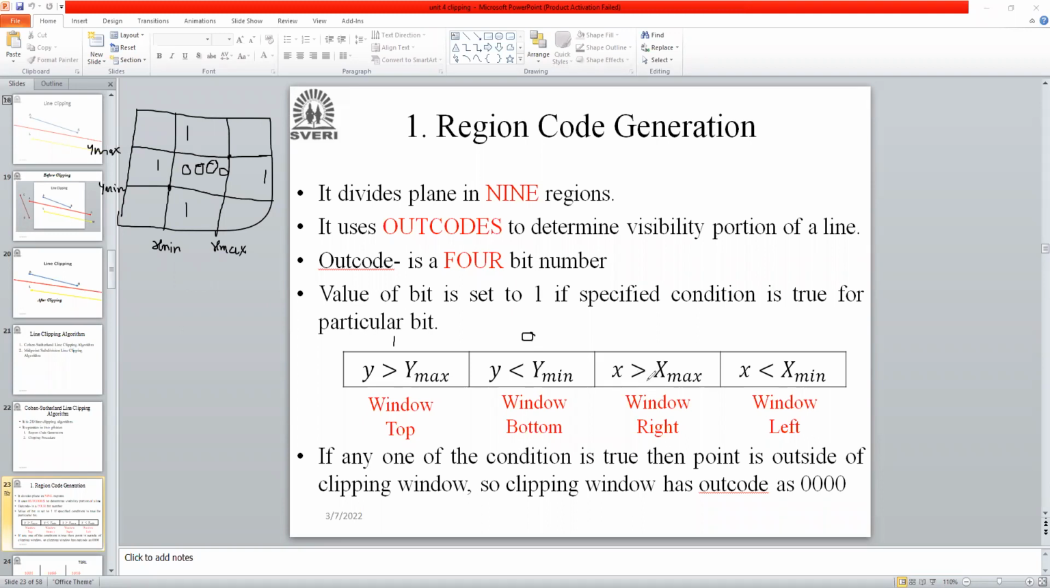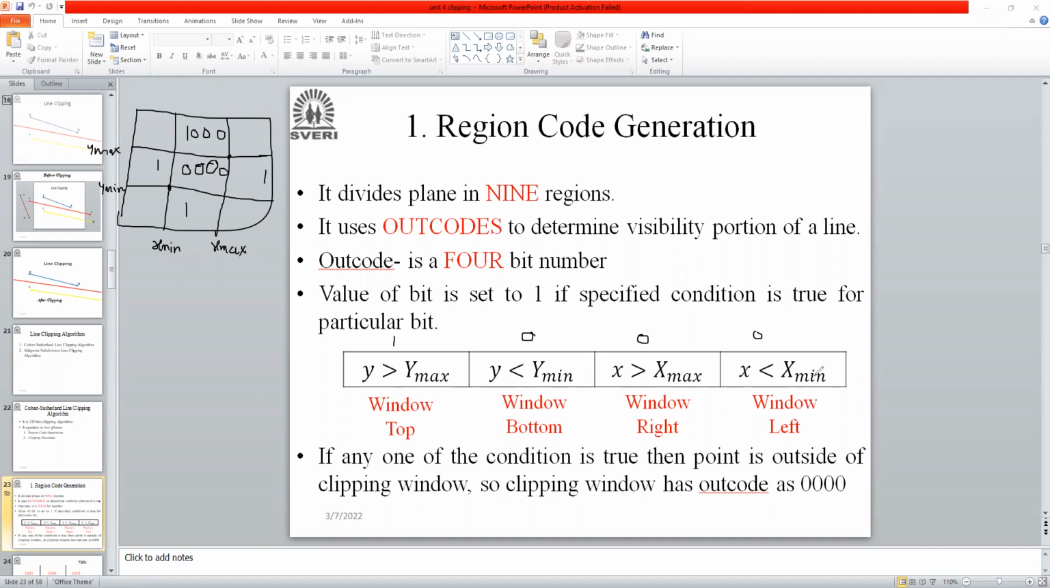Then what about x value? So in this particular region, the x value lies in between x min and x max. Right? All the x values in this region, if I consider this particular point, this point is having x value in between x min, x max. So it is neither greater than x max, nor it is less than x min. So I will have the code for this region as 1000. So this first bit is set to 1. The remaining 3 bits are 0.